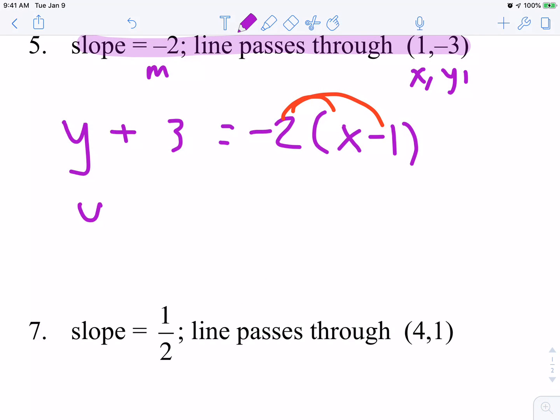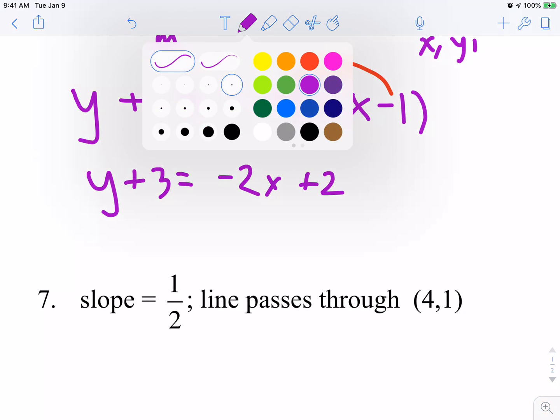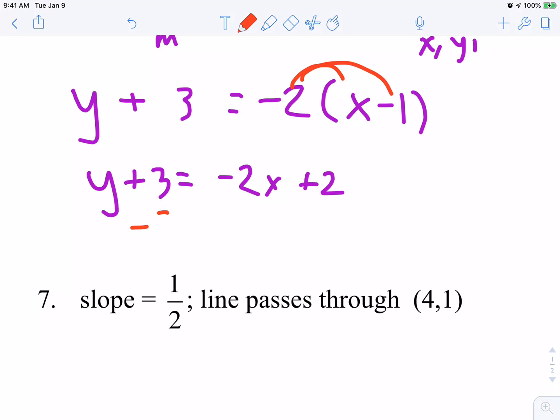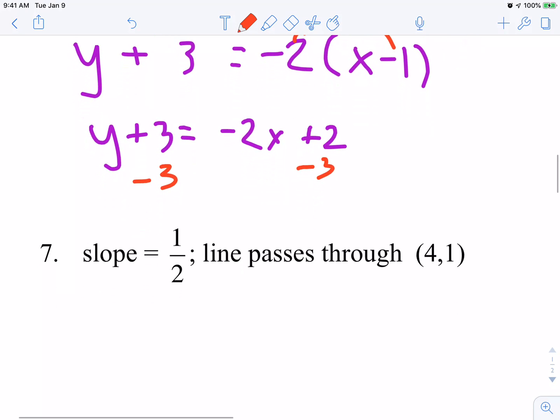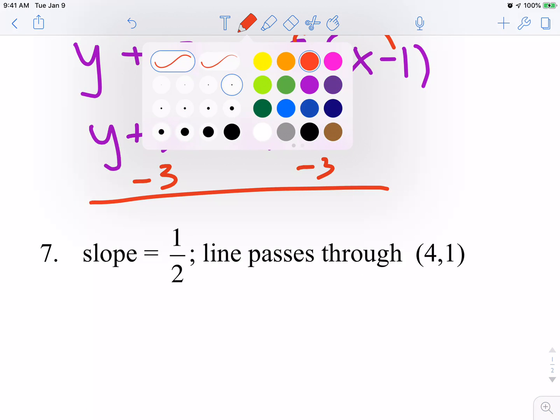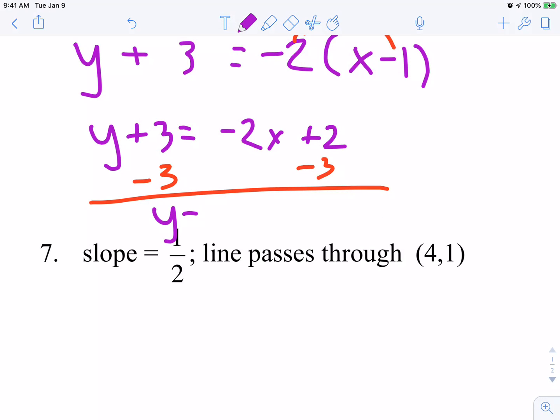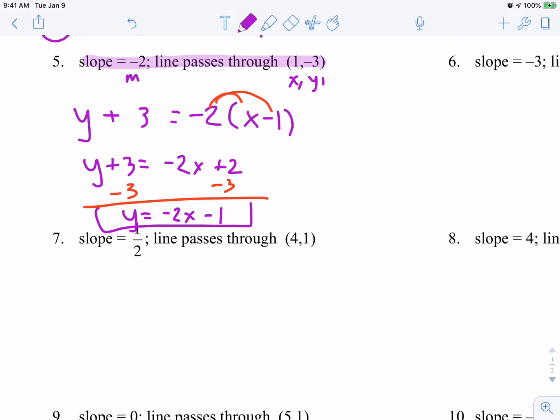So I get y plus 3 is equal to negative 2x plus 2. And then our last step is to get y by itself. So minus 3 to both sides. Y is equal to negative 2x minus 1. Okay.